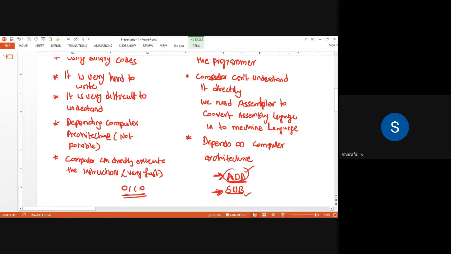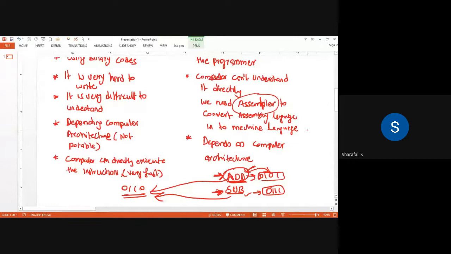So this add has to be converted into binary code, and this sub has to be converted into binary code. For example, add might be something like 1011. I'm just giving an example. So this abstraction will be something like this, and these instructions have to be converted into machine language or binary codes. For that we use this assembler. So an assembler is required when you are writing any program in assembly language. That has to be converted into machine language, and only then can the machine understand that instruction.